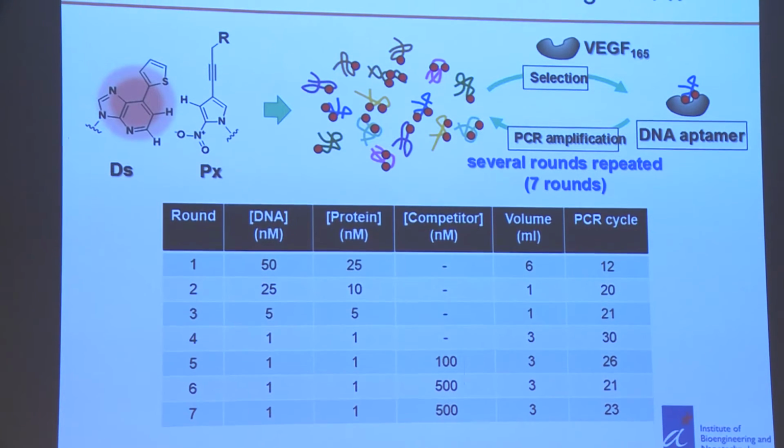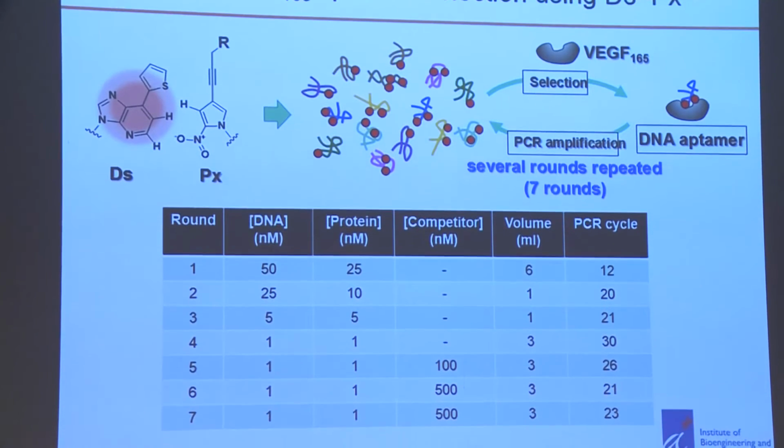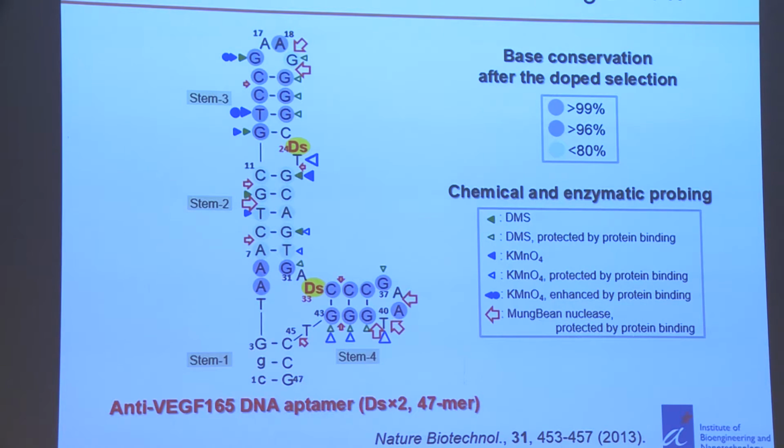So then we performed in vitro selection targeting VEGF 165. We performed 7 rounds of selection like this. We also added a competitor of the Larry Gold aptamers. The important thing is we performed more than 150 cycles of PCR in total. If the unnatural bases were removed during the PCR amplification, the selection would have failed. But most unnatural bases survived during the selection procedures. Then we got DNA aptamers.